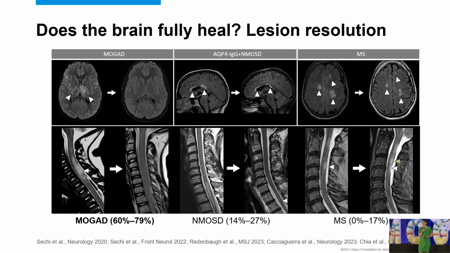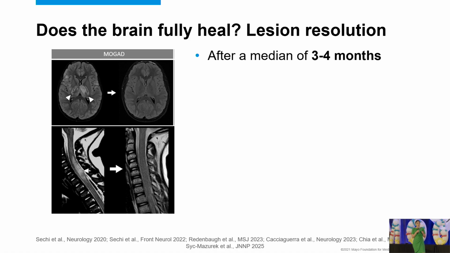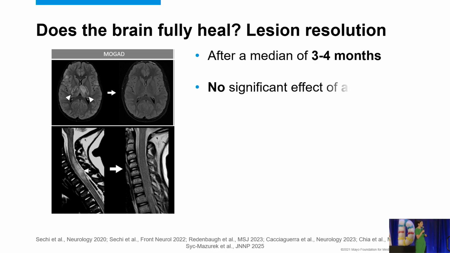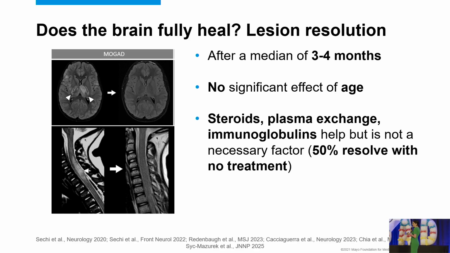We do not really observe this in patients with other disorders. We have talked about neuromyelitis optica, about multiple sclerosis. It occurs, we have been measuring that. We think it occurs after at least 3 to 4 months since the onset of the symptoms. There is no effect of age, so both children and adults can have this phenomenon.